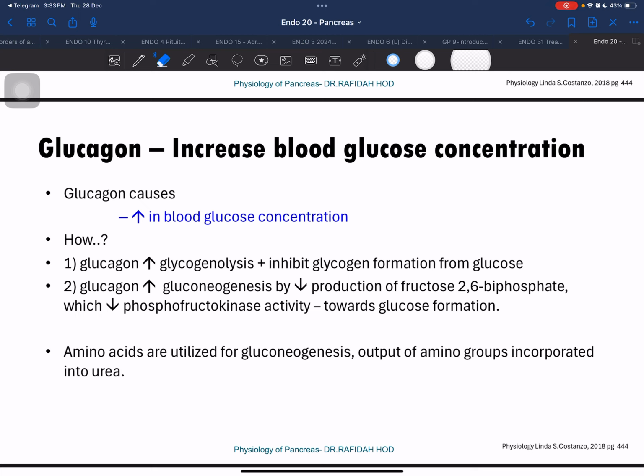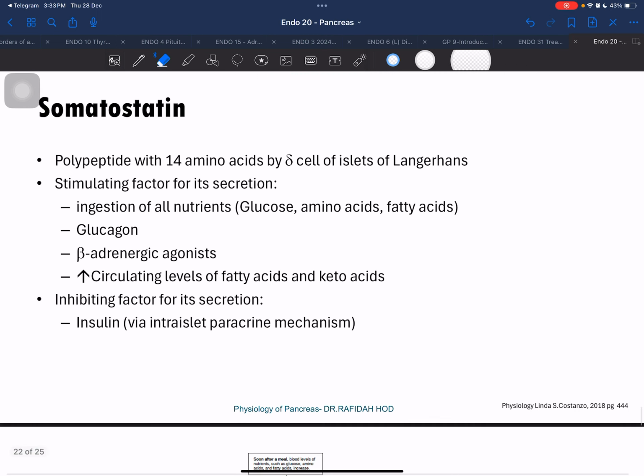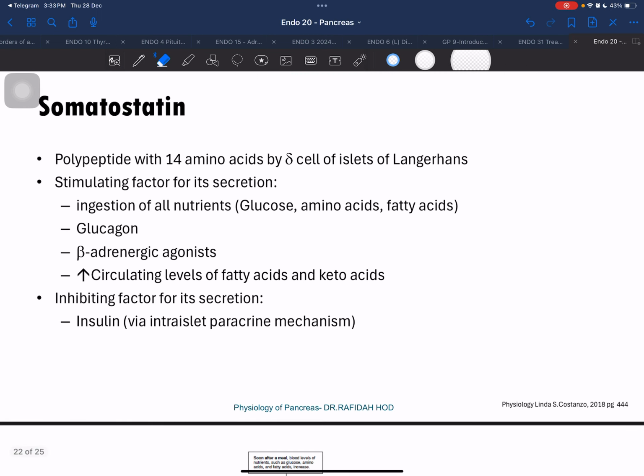You also have somatostatin, the one that inhibits both insulin and glucagon. Somatostatin also comes from the islets of Langerhans, from the delta cells, and it is a polypeptide with 14 amino acids. So when is it being secreted? When you ingest all sorts of nutrients, glucose, amino acids, fatty acids, it will be secreted. And glucagon is also stimulating the secretion of somatostatin. Okay, glucagon stimulates somatostatin, but somatostatin inhibits glucagon and insulin.